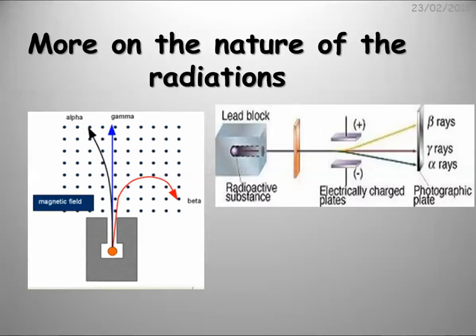The alpha is not deflected as much as the beta, so they're heavier. And the beta, being lighter, are deflected more. Similar idea to the magnetic field really. You notice they'll both go in the same direction.